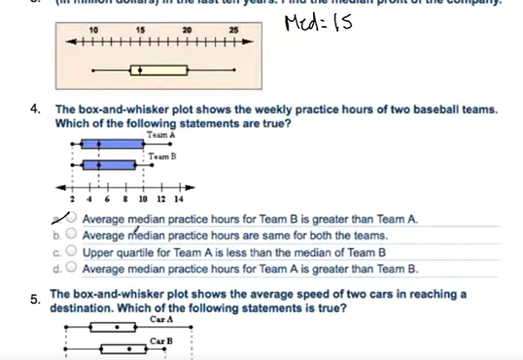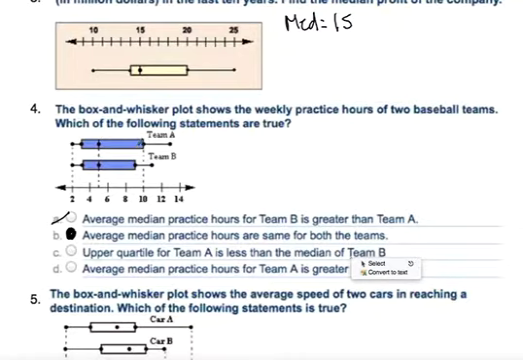B says average median practice hours are the same for both teams, which is true. Let's look at the other two answers, though, just to see why they're incorrect. So C says upper quartile for Team A is less than the median for Team B.